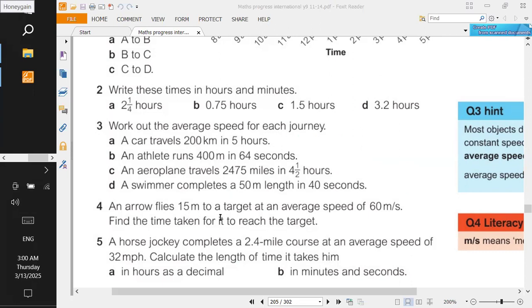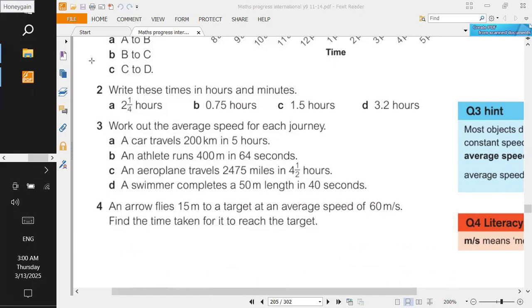An arrow flies 15 meters to a target at an average speed of 60 meters per second. Find the time taken for it to reach the target. So basically here they are asking about the time that it takes to reach the target. So first let's remove this. We understand that the distance equals 15 meters. That's the first thing we know. And the speed equals 60 meters per second.